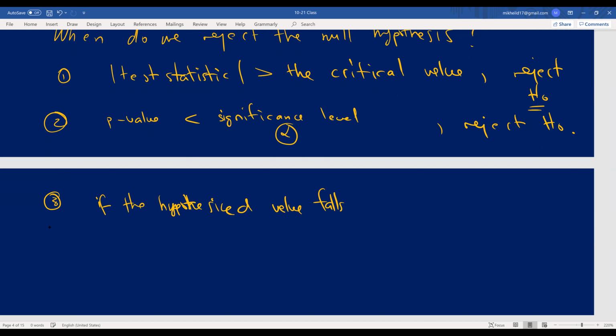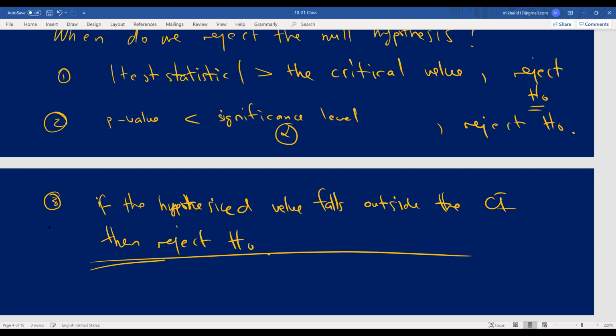And then what if the hypothesized value falls outside the confidence interval? Do you reject or fail to reject H null? Reject. Yes. The hypothesized value was 0. I showed you above that it is not in the 95% confidence interval, right? Both ends were negative, so how can 0 be inside? That's why we rejected.